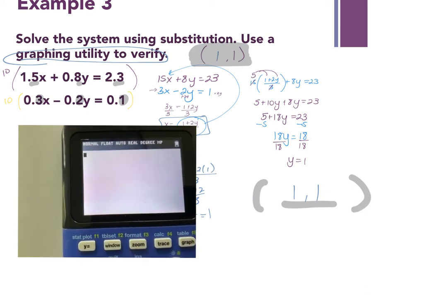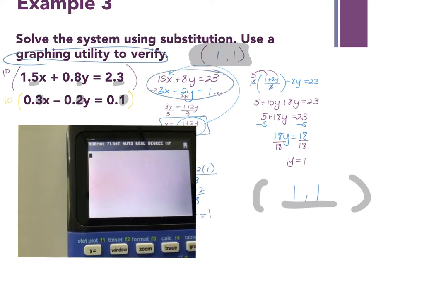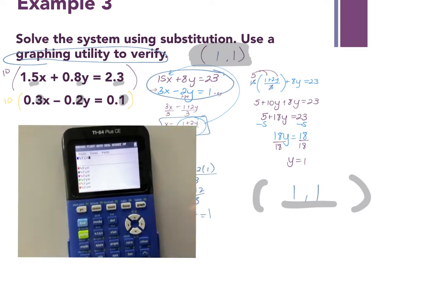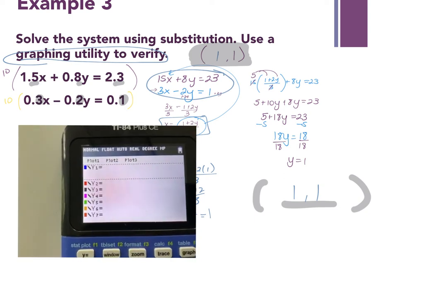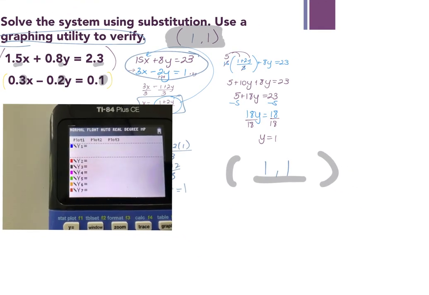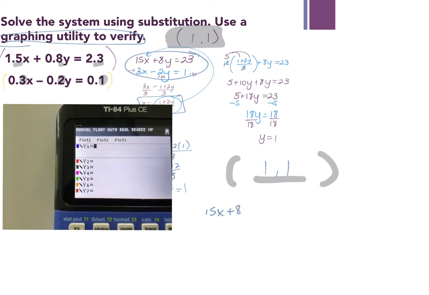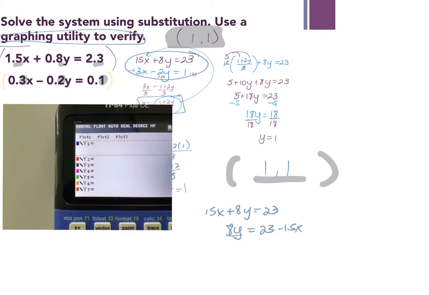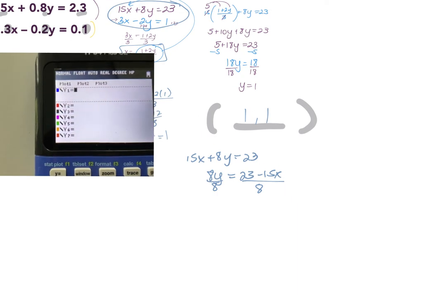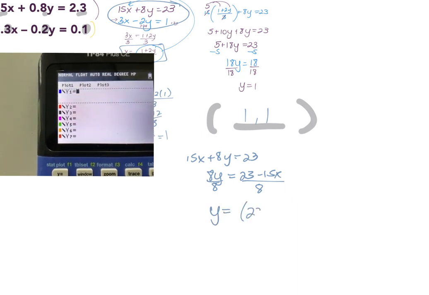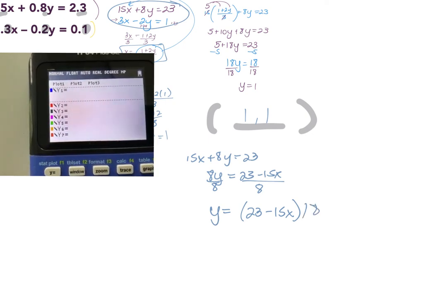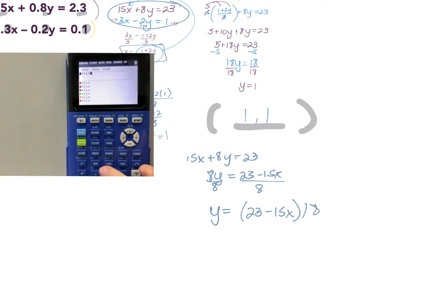Here's the catch with this one, these both have to be solved for y in order to plug them in, because this is y equals. The one that I've solved for x doesn't help. I have to take this 15x plus 8y equals 23 and solve it for y. So 8y would equal 23 minus 15x, divided by 8. When I type that in the calculator, it can be as messy as you want. 23 minus 15x could be in the parentheses, divided by 8. It doesn't have to be simplified, but it does have to be solved for y.